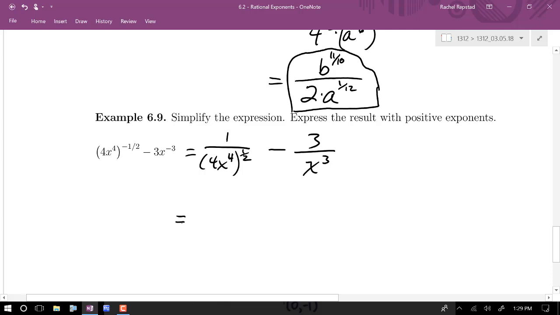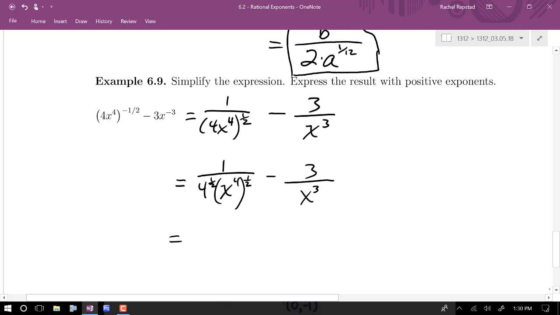Next. Distribute the 1/2. Yeah, through that first denominator. Yep, so we have, let's see, 4 to the 1/2, x to the 4th to the 1/2. And then obviously we're going to want to simplify those. So 4 to the 1/2 is 2 again. x to the 4th to the 1/2, x squared, yep.